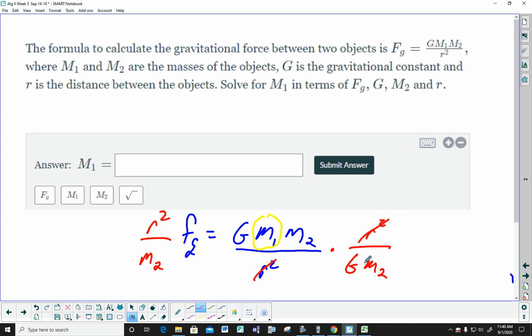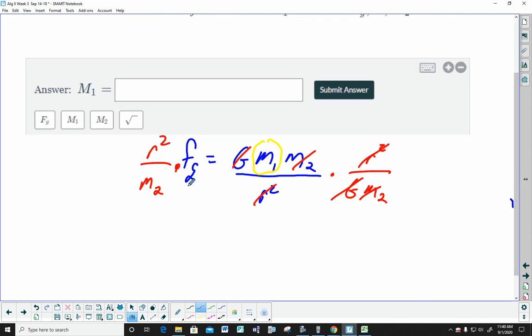This cancels out, this cancels out, this cancels out, and you're left with, rather than writing it as this, I would change it just a teensy bit. This is considered over 1, so you have r squared times F sub g over m sub 2 is equal to m sub 1. Okay? Remember diagonal fraction bar? And when you see these things, just hit those to get them to show up. Oh, I forgot the F sub g in this thing. There we go. All right. Just hit those to get them to show up in the equation.